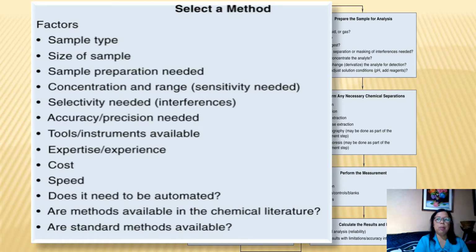What concentration or range? Is it so sensitive? Will it make use of nanometer? Will it make use of just simply micrometer? Or will it make use of parts per million in order to define the concentration? Selectivity needed. What are your interferences? Accuracy, precision needed. Will the accuracy mean 0.00 error level of significance? What are the tools and instruments available?